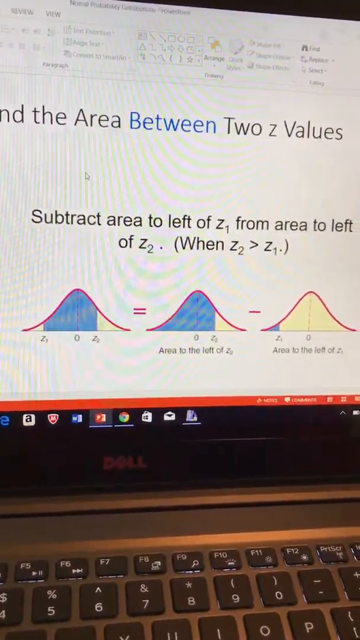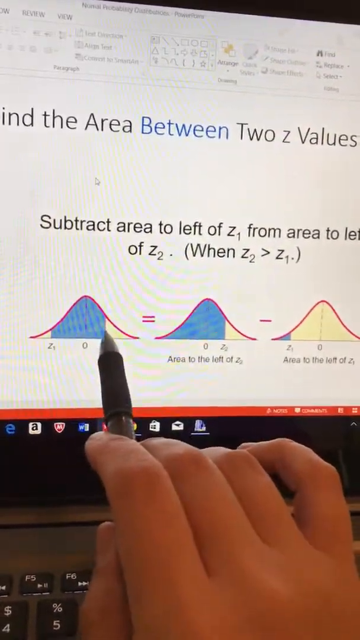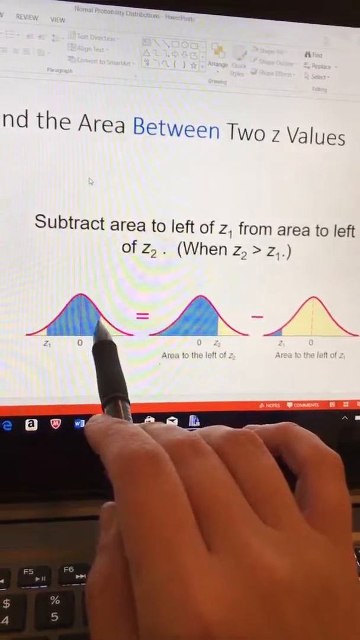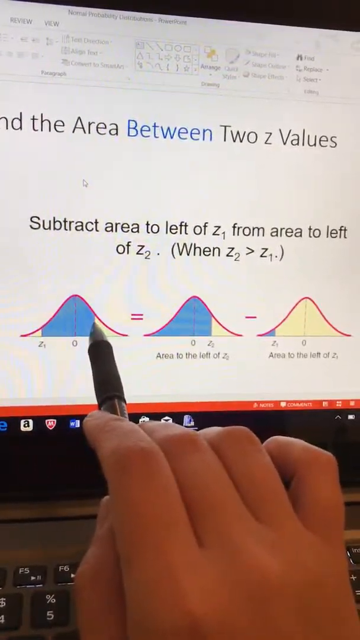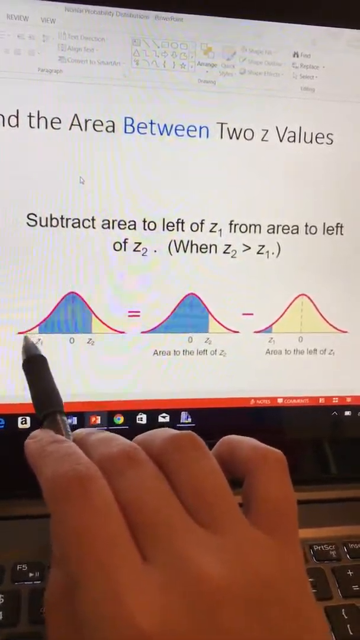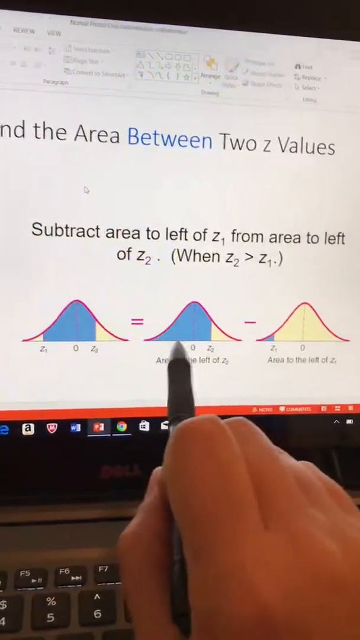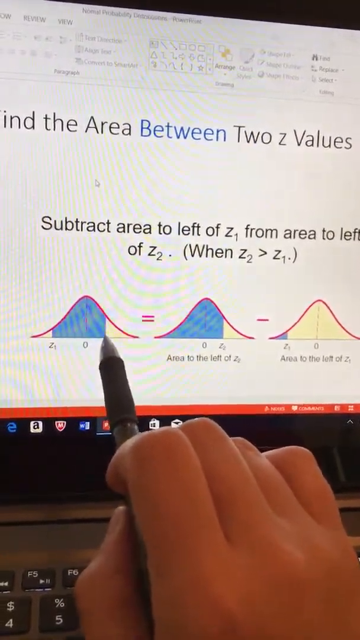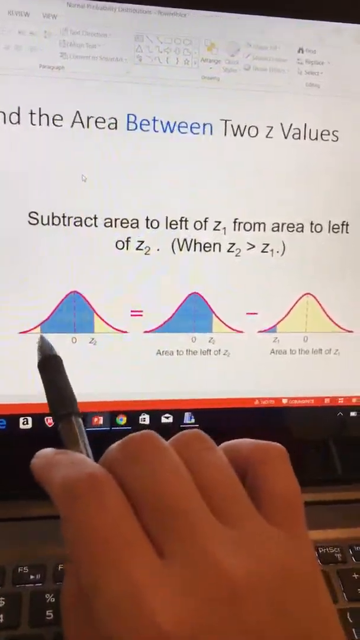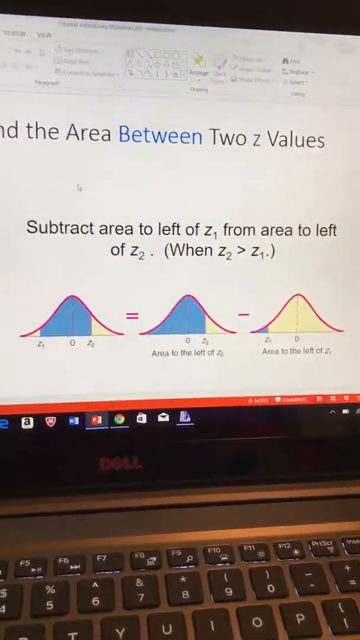And then if you want to find the area between two z values, here's what you want to find. The table, if you look up z2, will give you all of this. So you find the area to the left of z2, and then you just need to take off this little piece down here, whatever's to the left of z1, that leaves you with what's in the middle. So you take whatever's in your table for the bigger z value, subtract off whatever's in your table for the smaller z value, and that leaves you with the area between them.